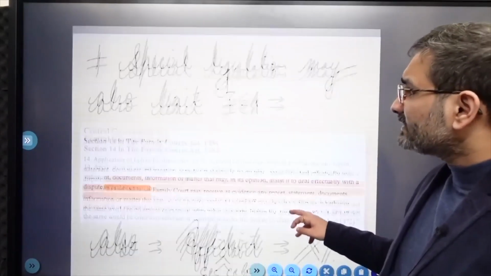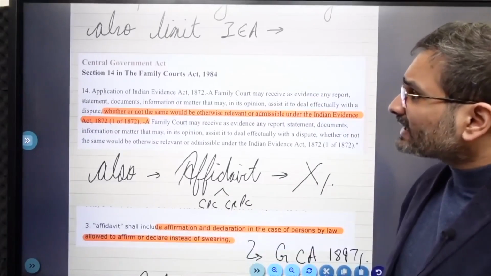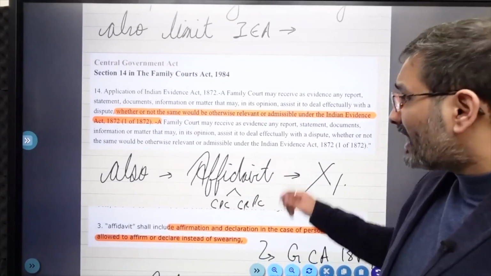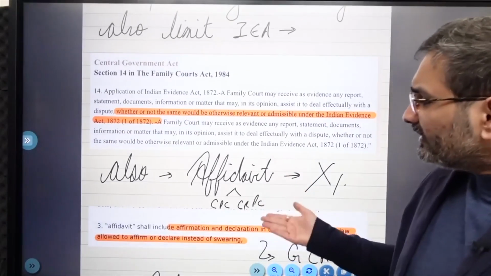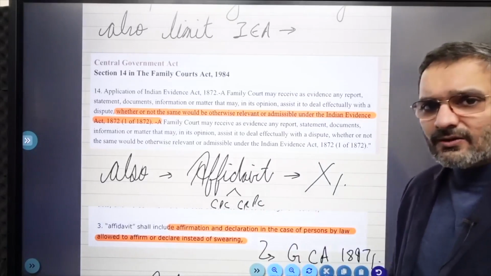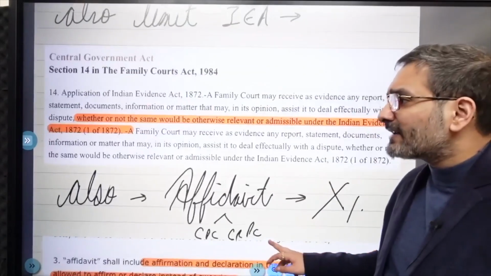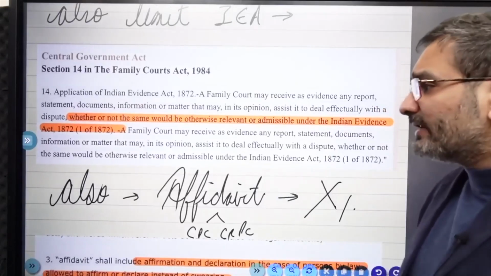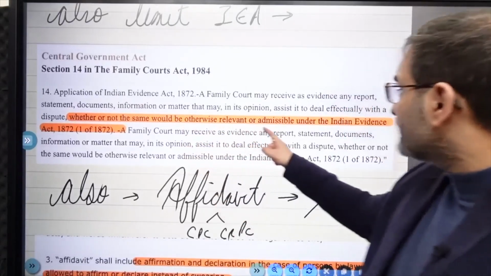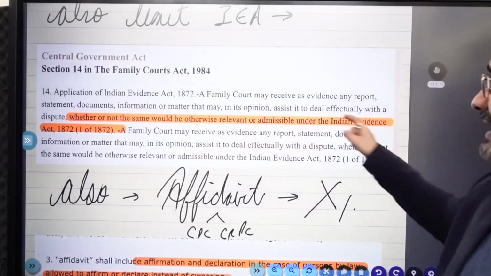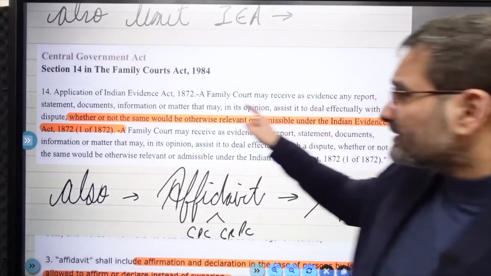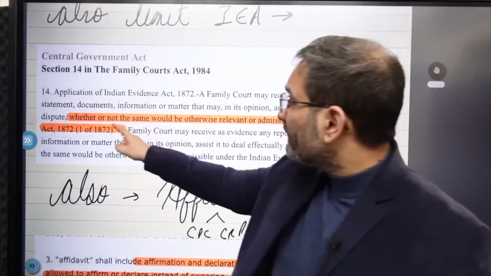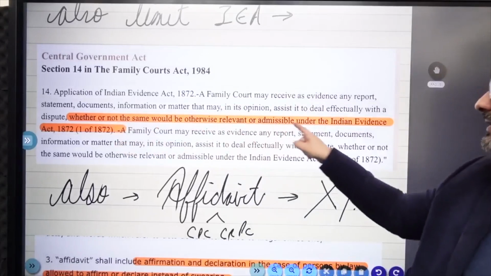Plus special legislations may also limit Indian Evidence Act, such as the Family Courts Act, right? Family Court के अंदर अब यहाँ पे चक्कर क्या है कि why do you think कि family court को छोड़ा गया होगा? Because family court, the very personal matters may, standard of evidence may just not be very tightly regulated. So whether or not same be otherwise relevant or admissible under the Indian Evidence Act.